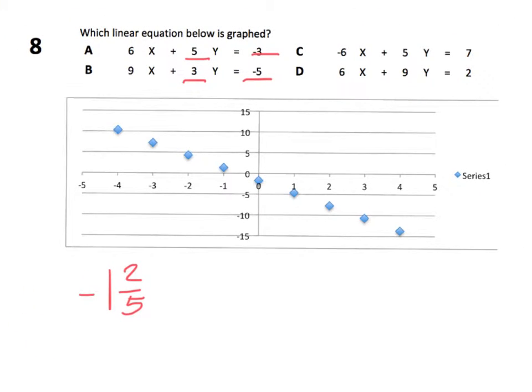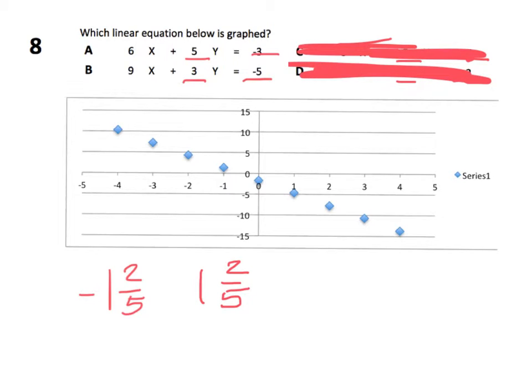Alright, so over here, 7 over 5. That's 1 2/5. Is that crossing at a +1 2/5? No, that one's gone. And then on D, +2 over 9. Is that crossing at a +2 over 9? Nope, that one's gone. Okay, let's look at the slope.